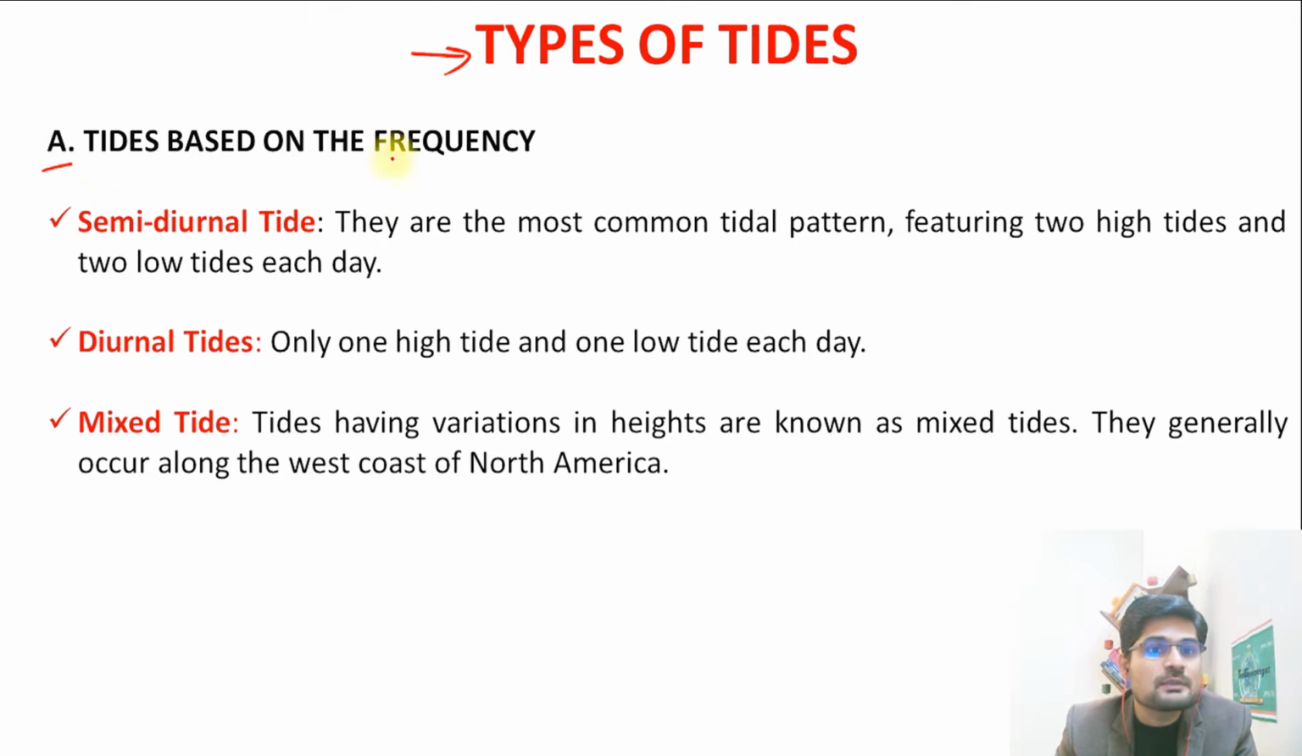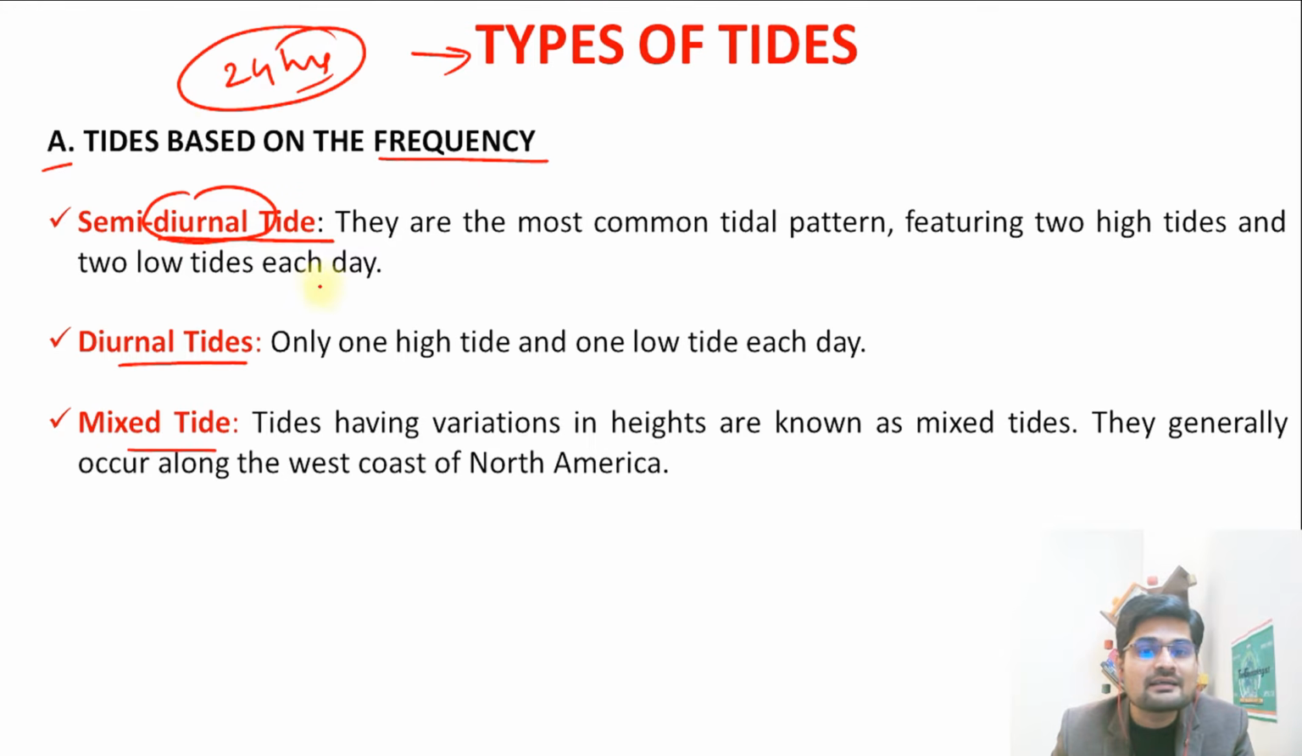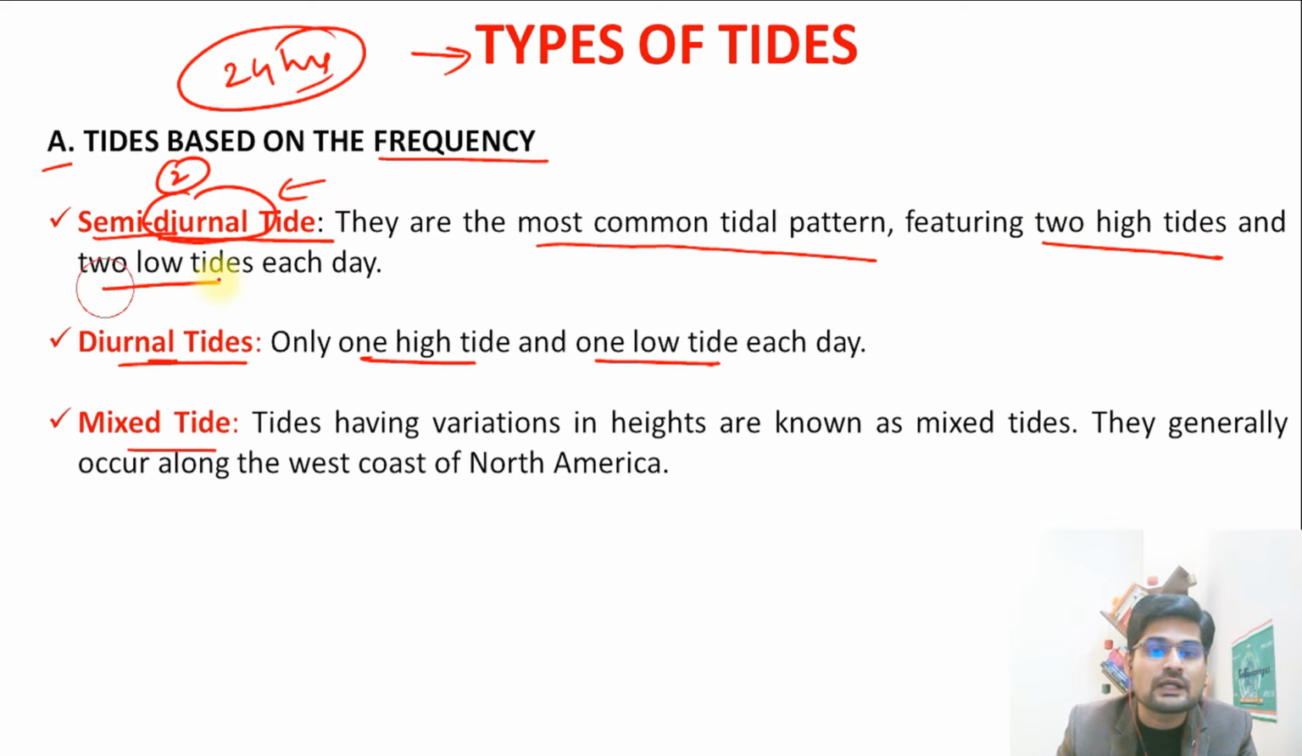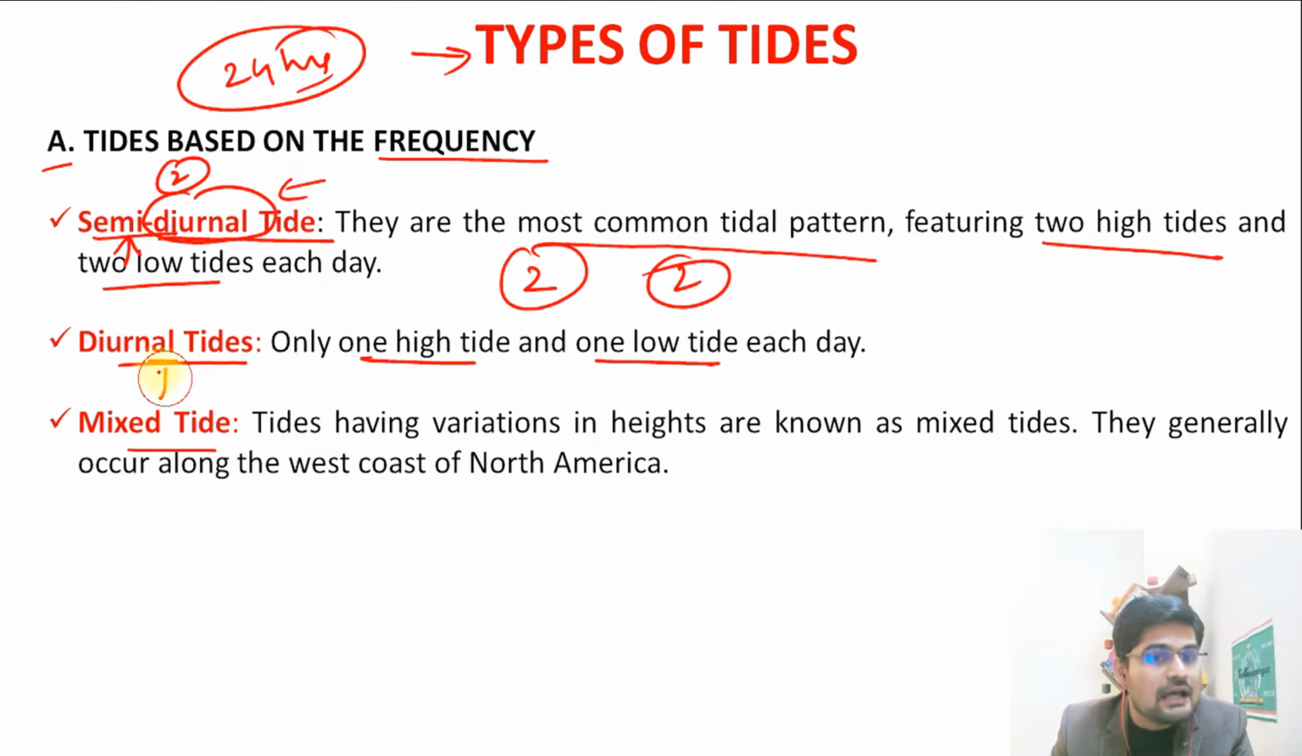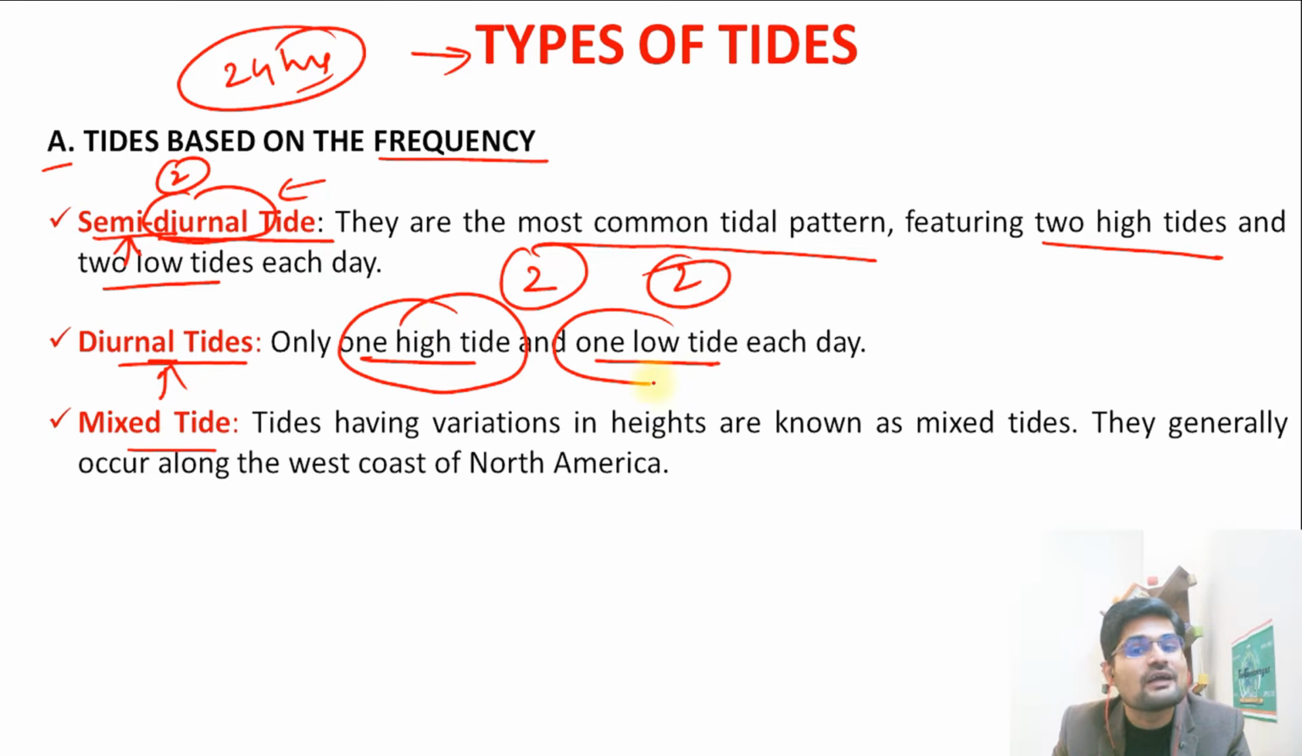Now looking into the types of tides. The first one is the tides based on frequency. What are the names? Semi-diurnal tide, diurnal tide, and mixed tide. So what is this diurnal? Remember, in the 24-hour clock system, when we say diurnal, the di means 2. So diurnal means one high and one low. What is semi-diurnal? It means they are almost on half stage. They are the most common tidal pattern, that is 2 high and 2 low tides. So the frequency of high is 2 and frequency of low is also 2. That is semi-diurnal, almost half of a diurnal. But in one diurnal tide, we have one high tide and only one low tide. That is the difference between diurnal and semi-diurnal tide.